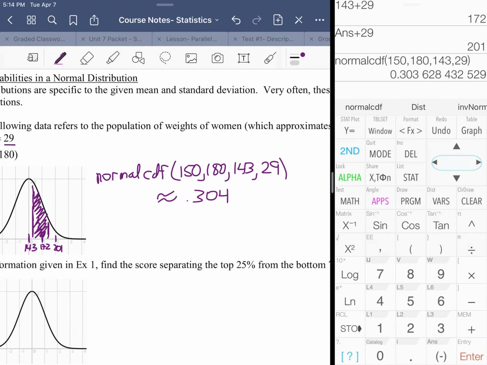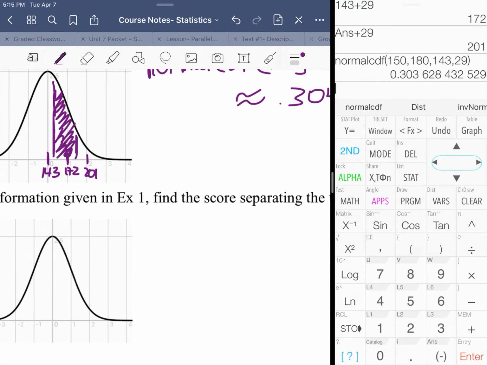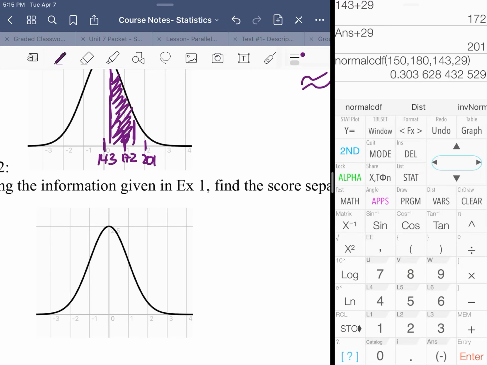So we're looking at about 0.304. In terms of a percent, roughly 30.4% of the population would fall in that category. We'll learn what this means in terms of drawing conclusions down the line, but for now it's just another percentage. Cutting off the top 25% from the bottom 75%, this is the same as saying the 75th percentile.